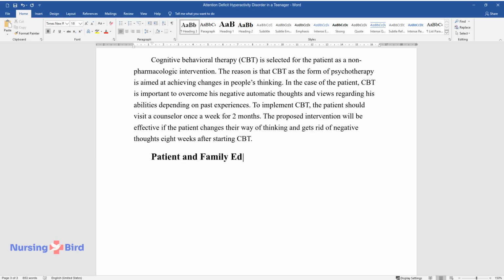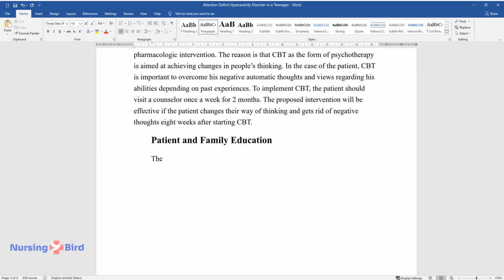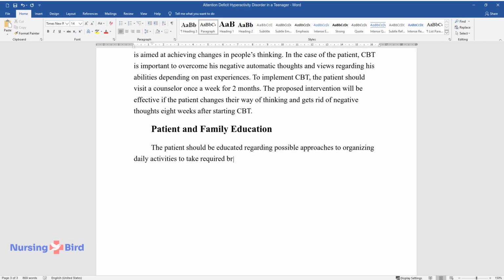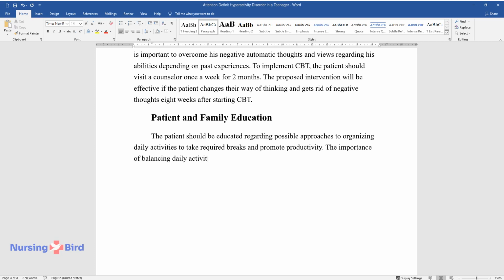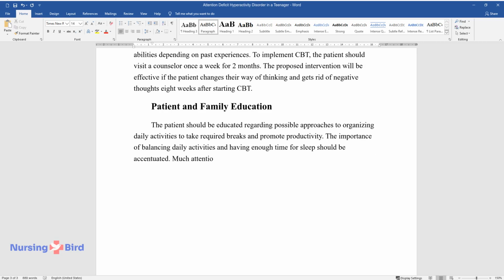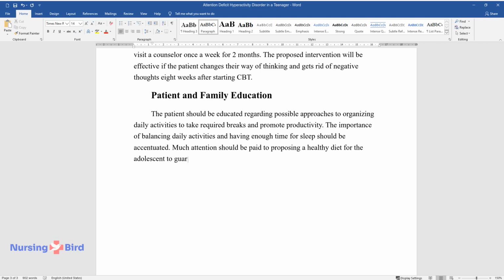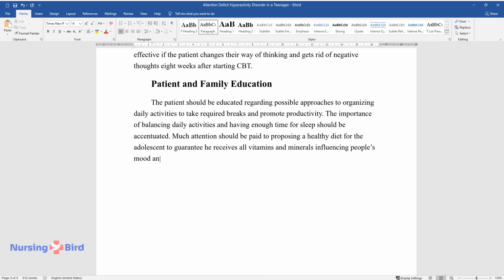Patient and family education. The patient should be educated regarding possible approaches to organizing daily activities to take required breaks and promote productivity. The importance of balancing daily activities and having enough time for sleep should be accentuated. Much attention should be paid to proposing a healthy diet for the adolescent to guarantee he receives all vitamins and minerals influencing people's mood and level of energy.